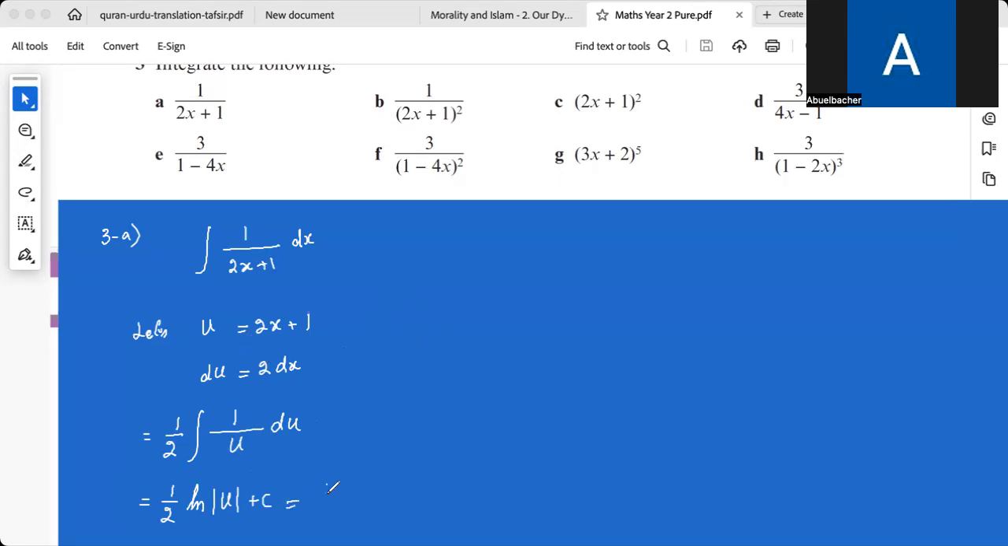So this must be equal to 1 over 2 natural log of mod of 2x plus 1 plus c. And then when you look at this answer, you can also see that if we are going to solve an integral of 1 over a function and its derivative is in the numerator, then we can simply write that its answer is the natural log of this function plus c.